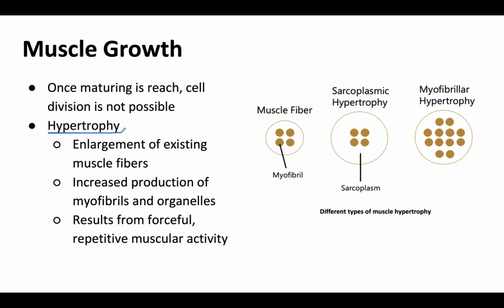Conversely, you can have a progressive loss of myofibrils when muscles are not used or the nerve supply to the muscle is disrupted. This will lead to a decrease in size and strength of the muscle, and that's referred to as atrophy or muscular atrophy.